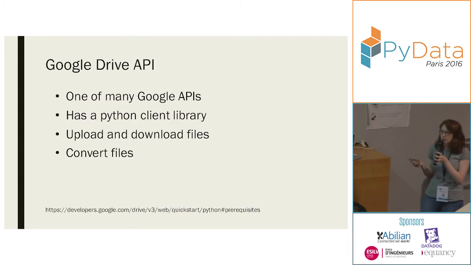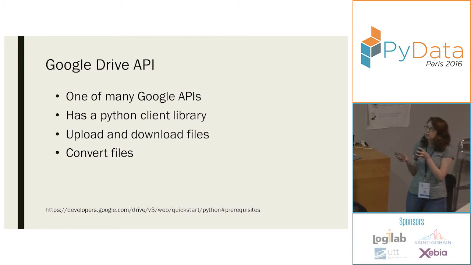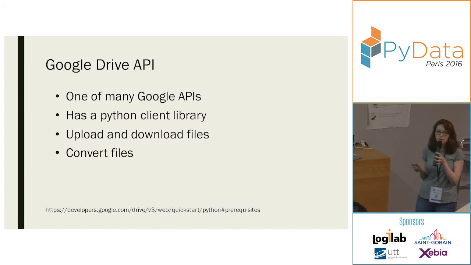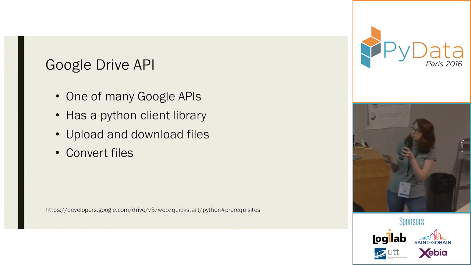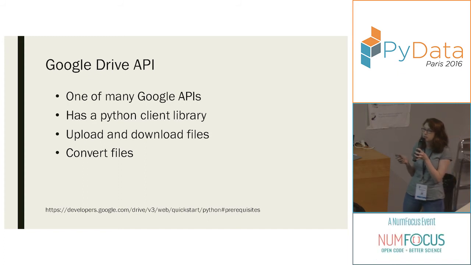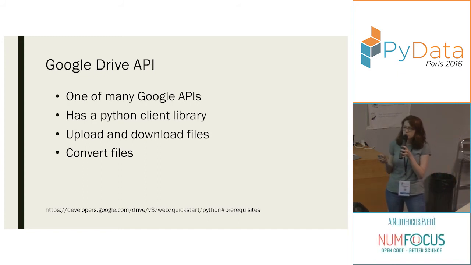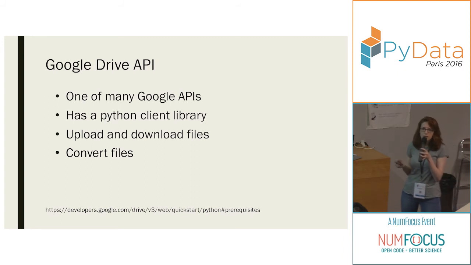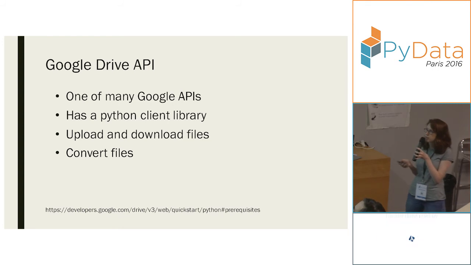So I started looking around, and I found the Google Drive API. So the Google Drive API is one of many Google APIs. In fact, there seems to be an API for pretty much everything. It has a Python client library, and it has a variety of nice properties. So one of the properties is it lets you upload and download files directly from a Python script. And it also lets you convert the files that you've uploaded. So for example, I can convert an HTML document to a Google Doc. So this seemed like a really good start.